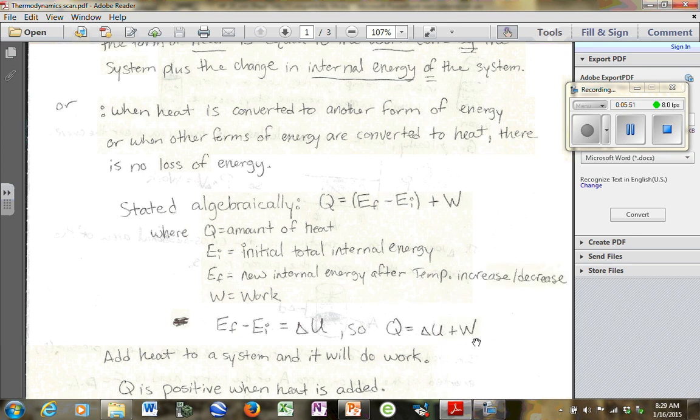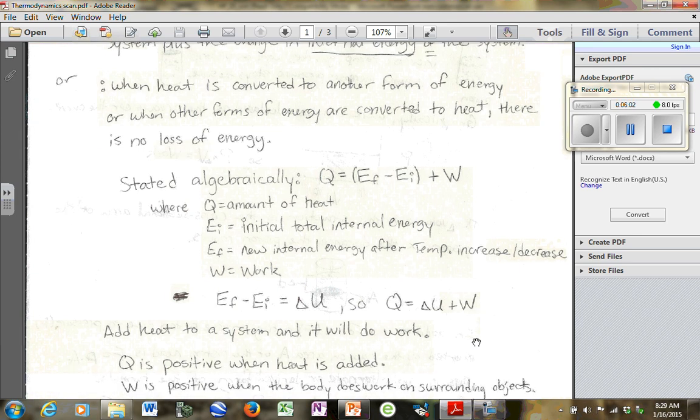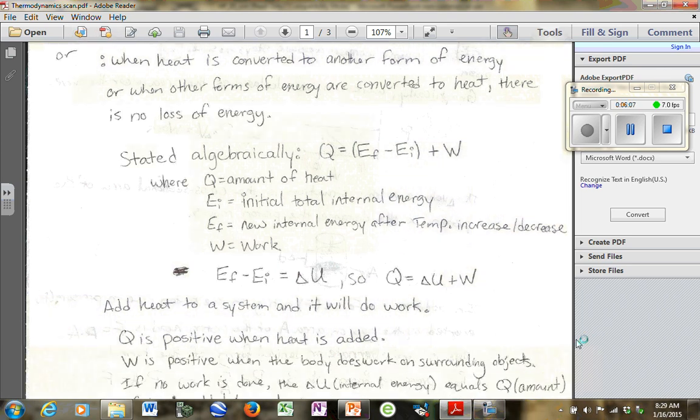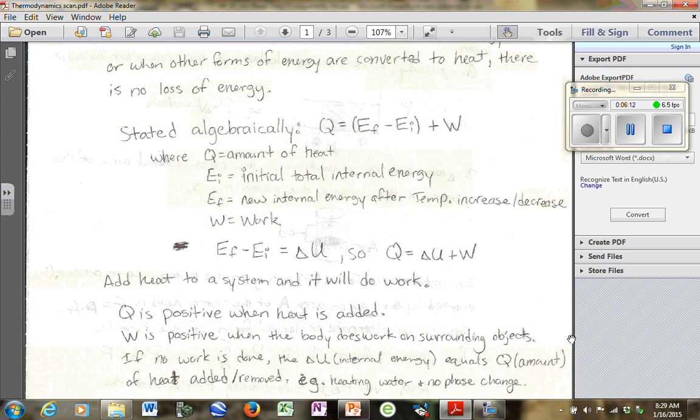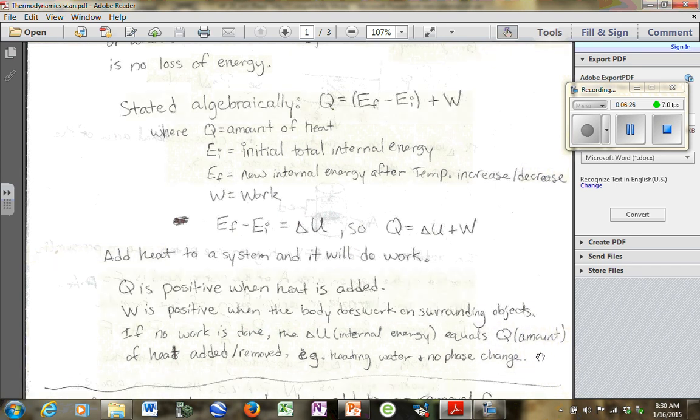And any heat added to the system is going to make the thing do work. And it might increase the internal temperature as well, the internal energy. Q is positive when heat gets added, because Q is heat. W is positive when the body does work on the surrounding objects. If no work is done, in the situation we had isovolumetric, where there's no change in volume, then delta U equals Q, heat added and removed. For example, heating water and there's no phase change, so there's no change in the volume.